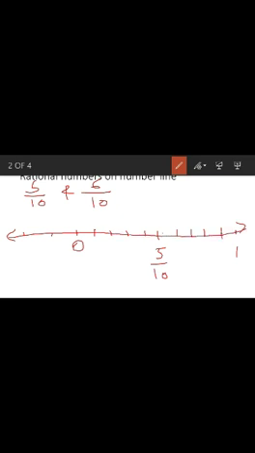Okay, this is the 5 upon 10. And where will the 6 upon 10 come? 6 upon 10 will come here, that is 6 upon 10. Okay, now what we need to do? We need to find out the numbers between the 5 upon 10 and 6 upon 10.